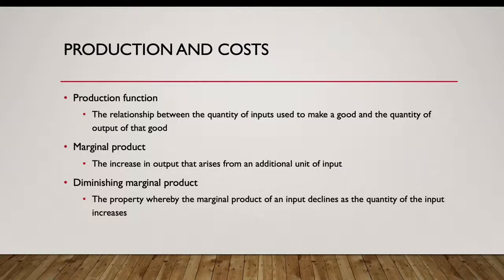The marginal product is the increase in output that arises from an additional unit of input. An example of the marginal product is adding workers to a small business. When you do this, the business can increase its production. However, this is not always the case. The diminishing marginal product is when the marginal product of an input declines as the quantity of input increases.